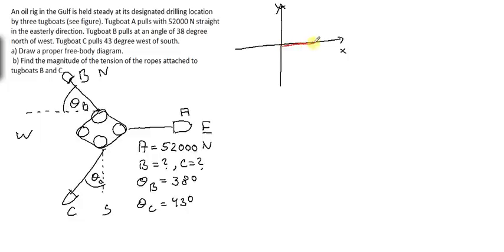A is to the right, so this is the tension A. This is tension B, and this is tension C. And we know the angles are these here. This is the angle theta C. This here is the angle theta B.